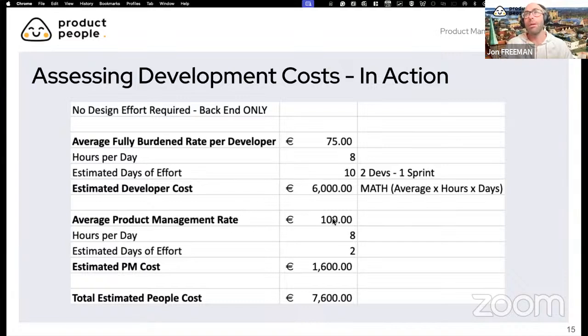Maybe in this example, the product manager makes 100 euros an hour. I wish that was the case. But hey, if we're going to count how much time the PM is actually putting into this, there you go. There's your people cost. This is something you could do to help assess what the actual costs of developing this initiative are. It's not just your developers. You could consider using other persons that are involved as well.